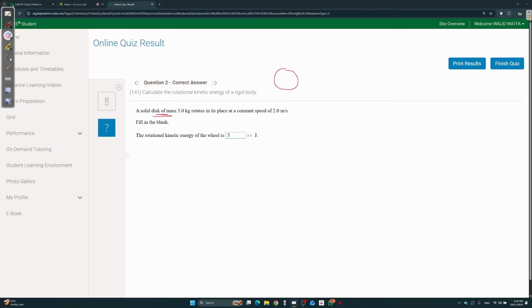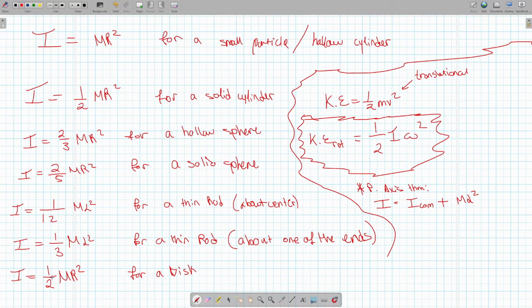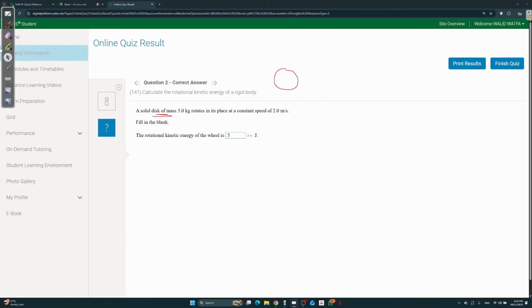I was going over this question, and I saw solid disk. I've got to add disk. Disk is half mr squared. It's another shape. So again, rotational kinetic energy is K rotational equals half I omega squared. Now, it's going to be half times our I, and since it's a disk, I is half mr squared. We're going to put half mr squared times omega squared.